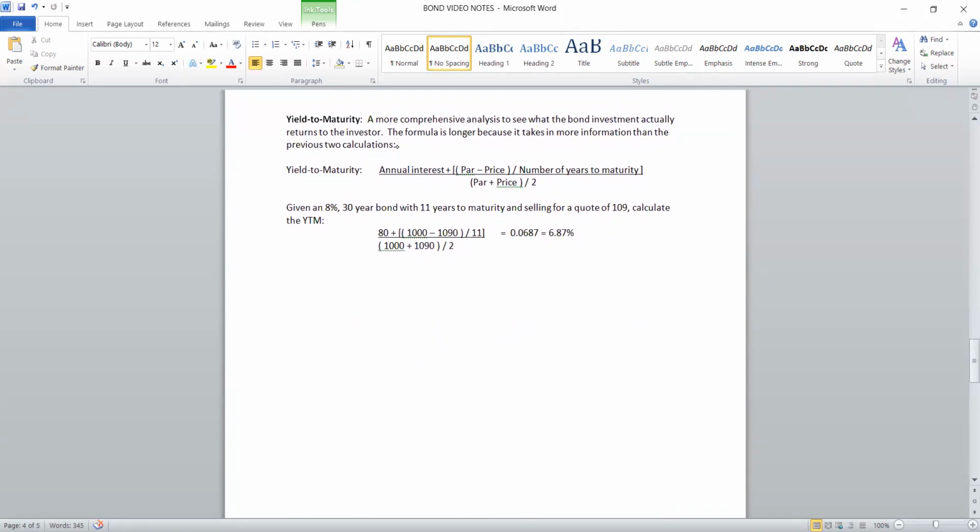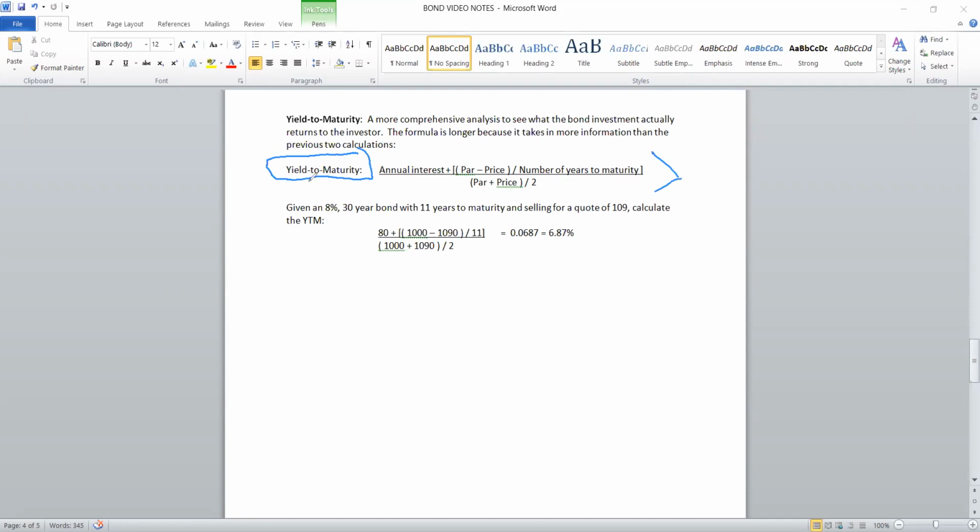Looking at my notes, this is a more comprehensive analysis to see what the bond's investment actually returns to the investor. The formula is longer because it takes in more information than the previous two calculations that we just mentioned. So yield to maturity, I have this in my notes. And here's the formula. It looks imposing, but it's not. Let's go through the pieces and we'll understand this a little bit better.